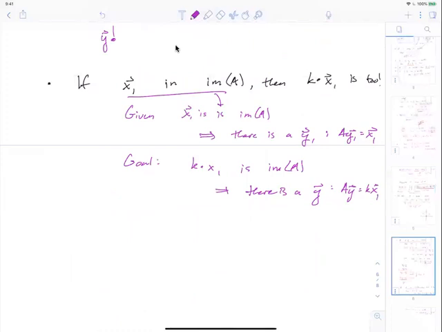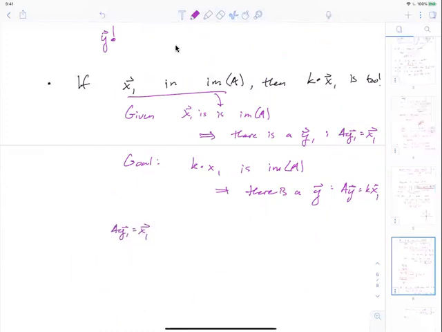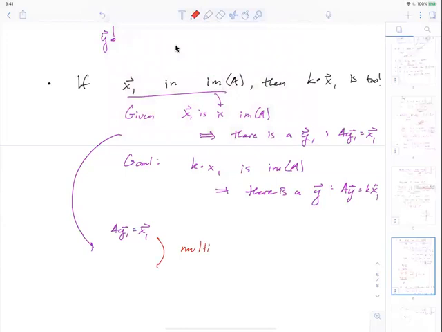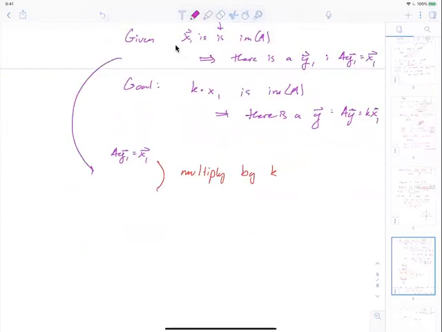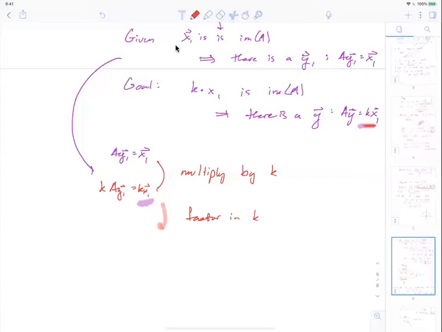All right, and so similar to before, we're going to take our equation that we know is true. This is something we know. We're going to start here, and now we're going to multiply both sides by K. We get K A Y1 equals K X1. And now we're almost done, right? We have our goal here on the right, a K times X1. But we don't have A times something, so we're going to factor in that K. And so altogether we have A times K Y1 equals K X1.